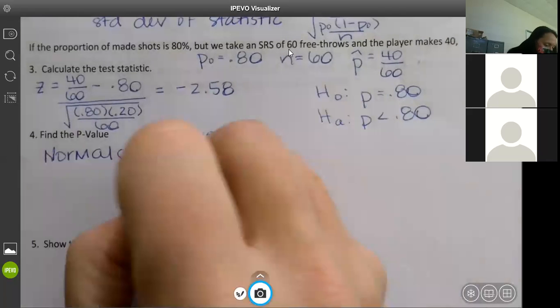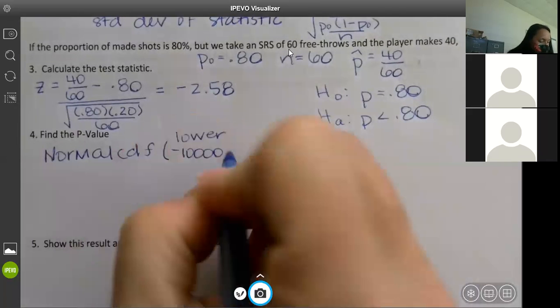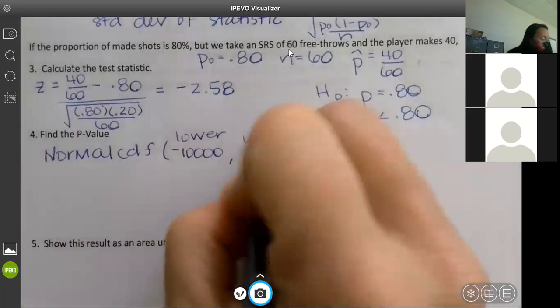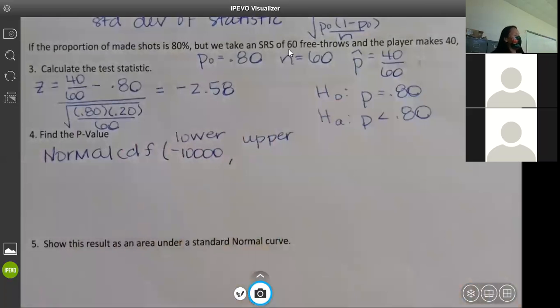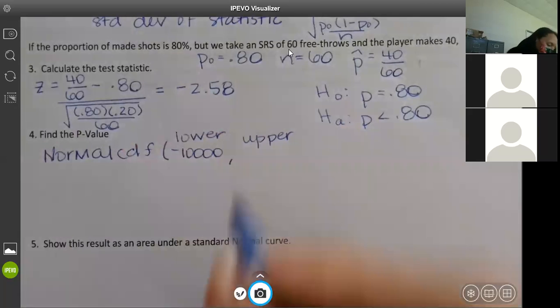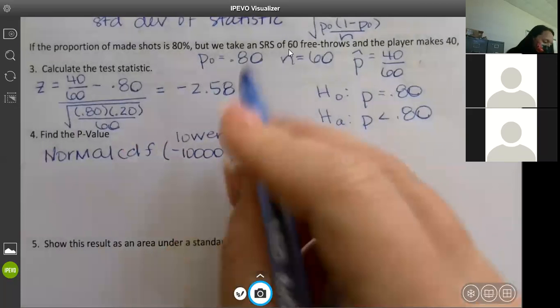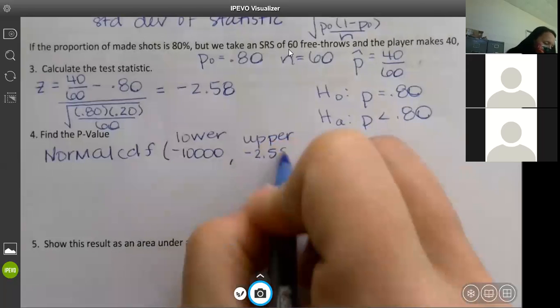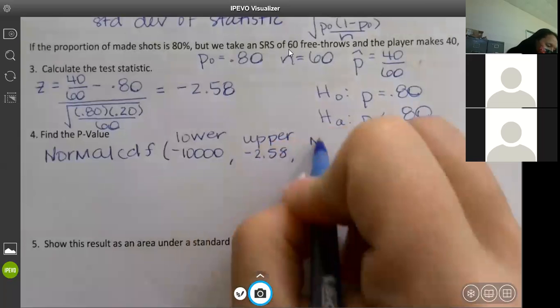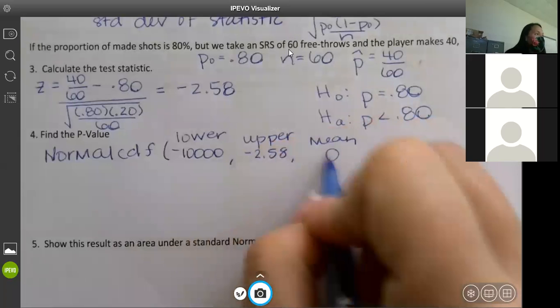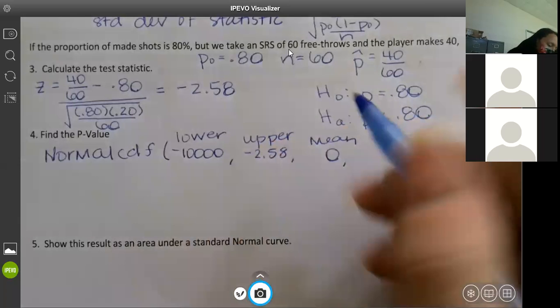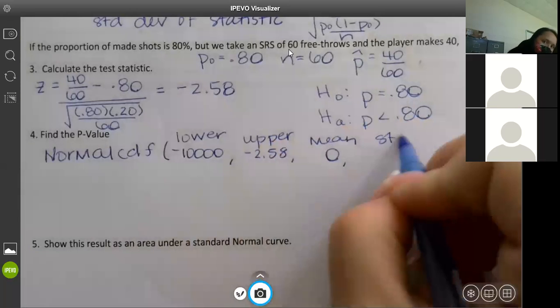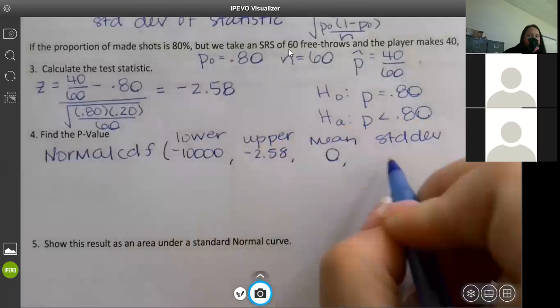Negative 10,000. I swear, if you don't do good on this test, I'm going to be so mad at you. You answer every question. All right, what's your upper going to be? Come on, guys. What's your upper going to be?